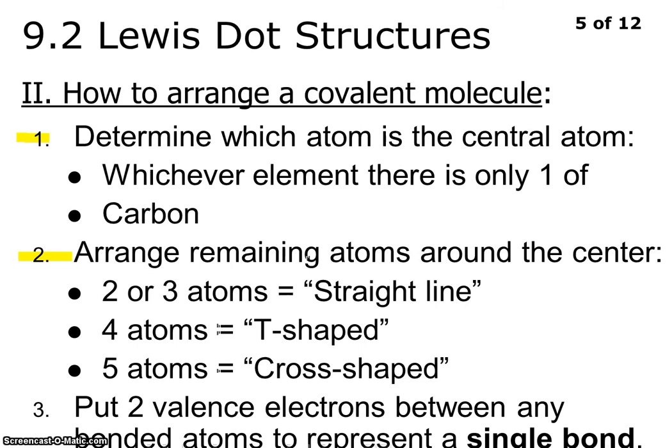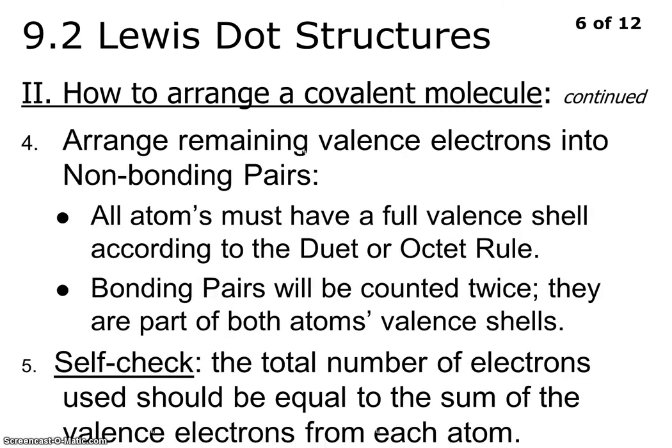Then when you arrange the electrons, you're going to put 2 valence electrons between any bonded atoms, so between each pair of atoms, 2 dots, and that represents a single bond. You're going to arrange the remaining valence electrons into non-bonding pairs, and you want to arrange them in such a way that all atoms have a full valence shell according to the duet rule or the octet rule. The bonding pairs, as we saw in the F2 molecule, count twice. They count for the atom on the left and they count towards the atom on the right.